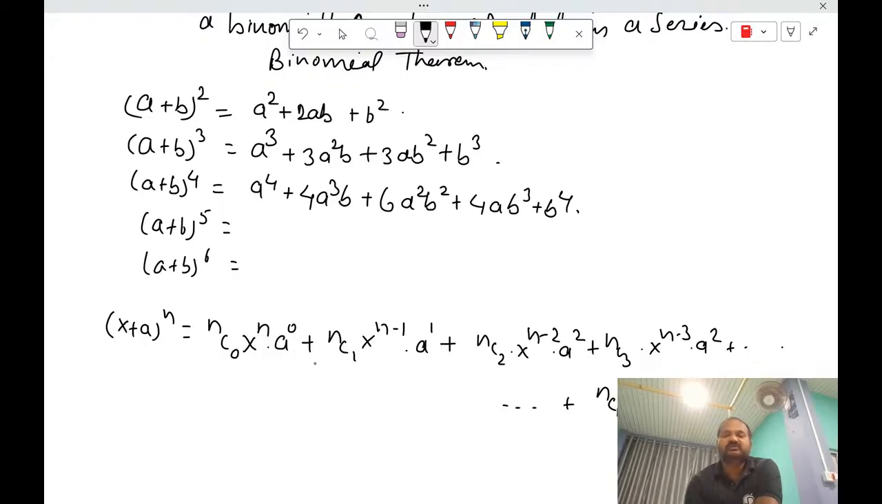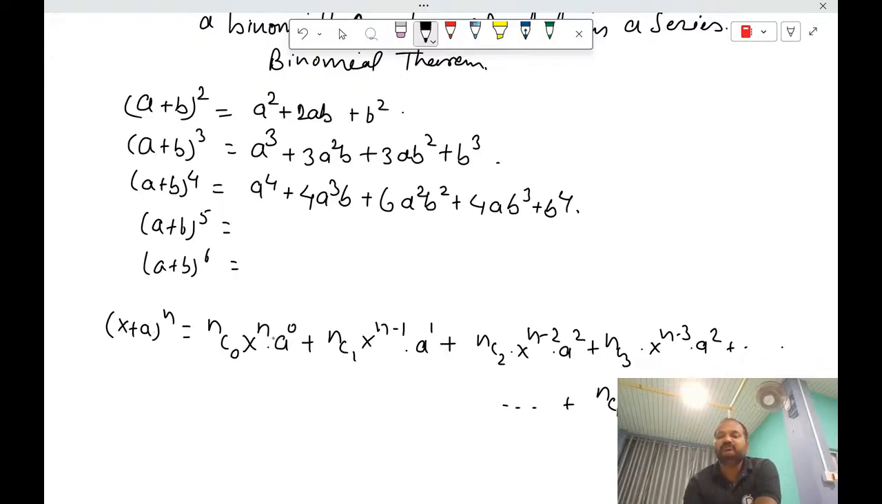You can see the first exponent. The exponent of the first term will be the same as n, and the suffix of the combination will be used for the exponent of the second term.